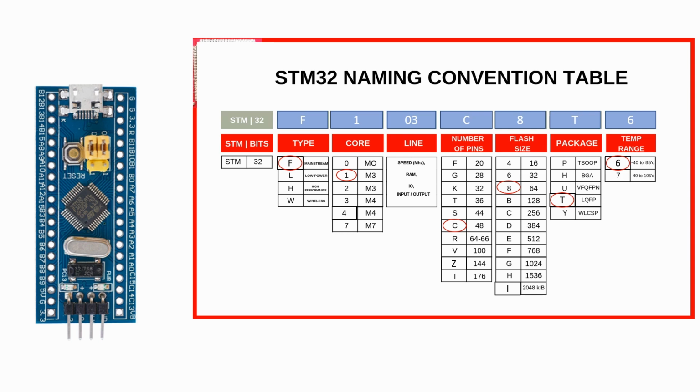03 refers to the line. C is the number of pins, so 48 pins. 8 refers to the flash size. It's a 64 kilobyte flash. The package is T, so it's a leaded quad flat package. And then the temperature range is 6, so the chip is supported from -40 to 85 degrees Celsius.